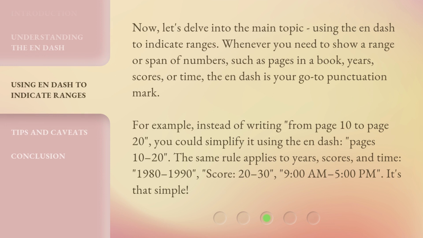Now, let's delve into the main topic, using the N dash to indicate ranges. Whenever you need to show a range or span of numbers, such as pages in a book, years, scores, or time, the N dash is your go-to punctuation mark. For example, instead of writing "from page 10 to page 20," you could simplify it using the N dash: pages 10–20. The same rule applies to years, scores, and time: 1980–1990, score 20–30, 9 a.m.–5 p.m. It's that simple.